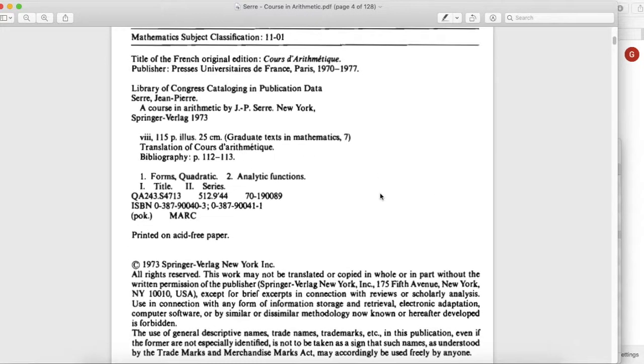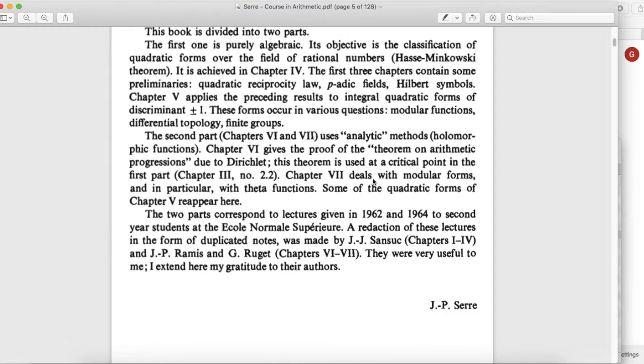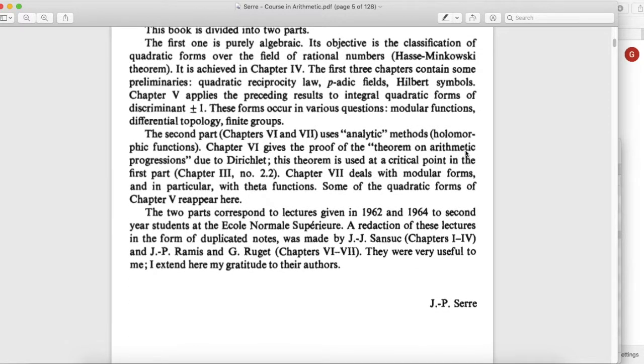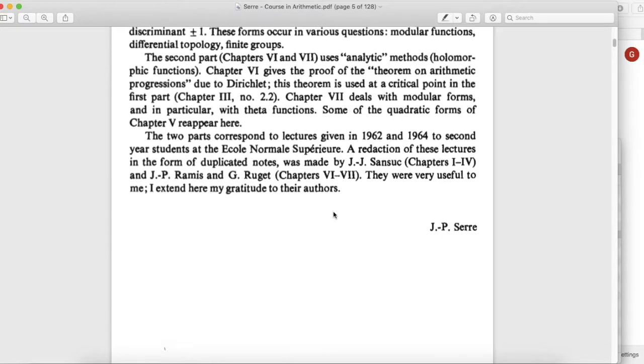So this is definitely cool. The first part is purely algebraic. It's divided in two parts. Its objective is the classification of quadratic forms over the field of rational numbers. It's achieved in chapter 4. The first 3 chapters contain some preliminaries. P-adic fields, there's something we need to learn about. Integral quadratic forms, analytic methods, holomorphic functions, theorem of Dirichlet. Wiles mentioned Dirichlet. Oh, and then chapter 7 deals with modular forms, and in particular theta functions.